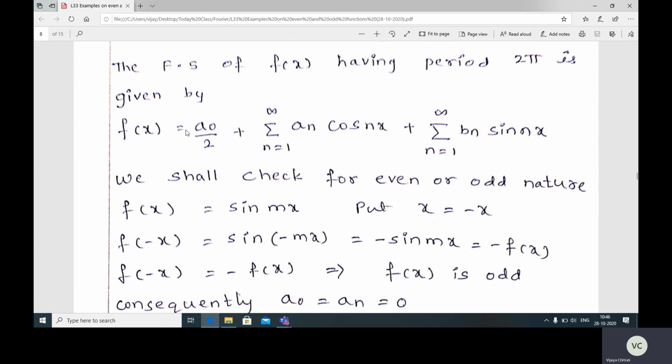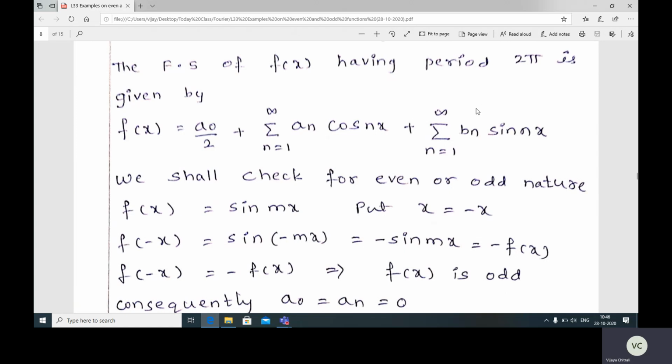So we need to calculate here a naught, a n, b n, right? So let us check for even and odd function, because we can reduce the calculation. If it is an even function, calculate only a naught and a n, b n will be 0. If it is an odd function, calculate b n, a naught and a n will be 0. We shall reduce the calculation, right? Or you may get a function that is neither even nor odd. Let us verify, let us check, right?